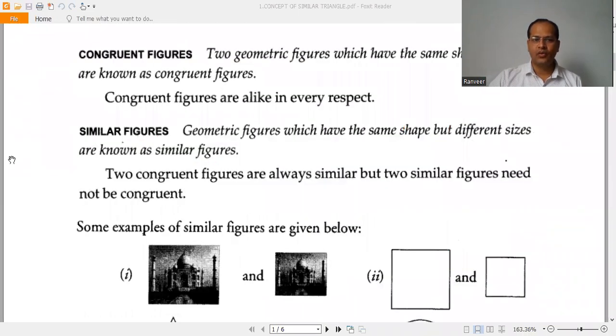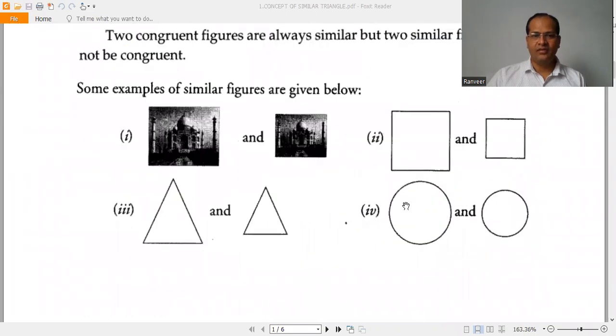From the figure, two congruent figures are always similar, correct? But two similar figures need not be congruent. Now from the example we just saw, these all are similar figures. They have the same shape but different sizes.